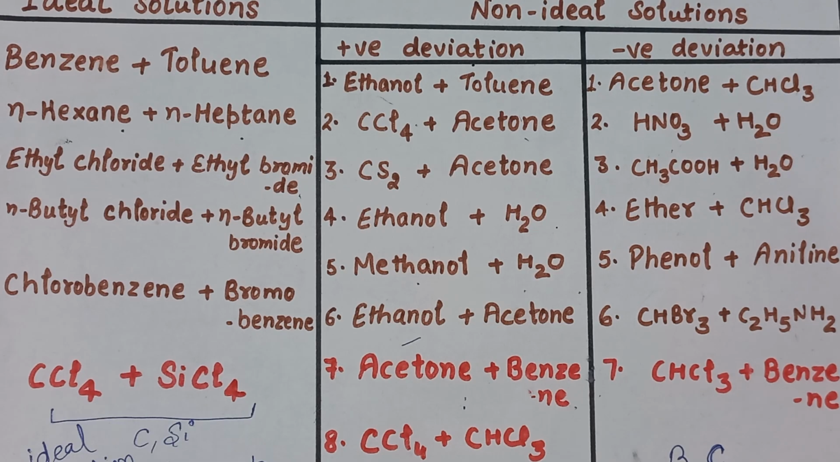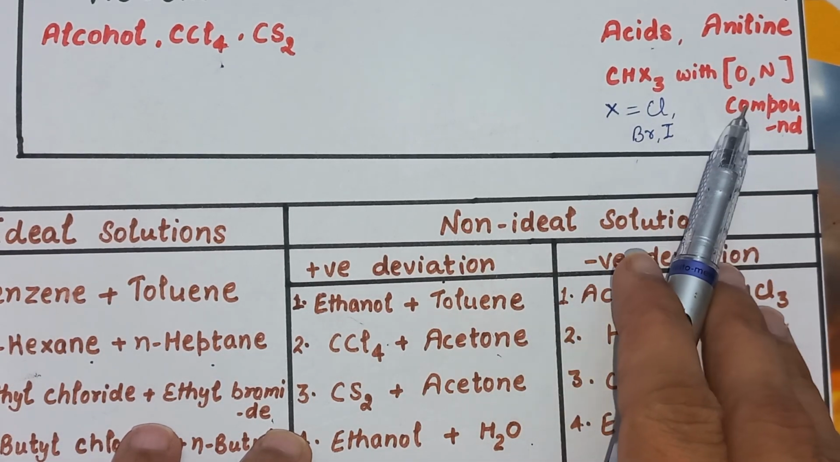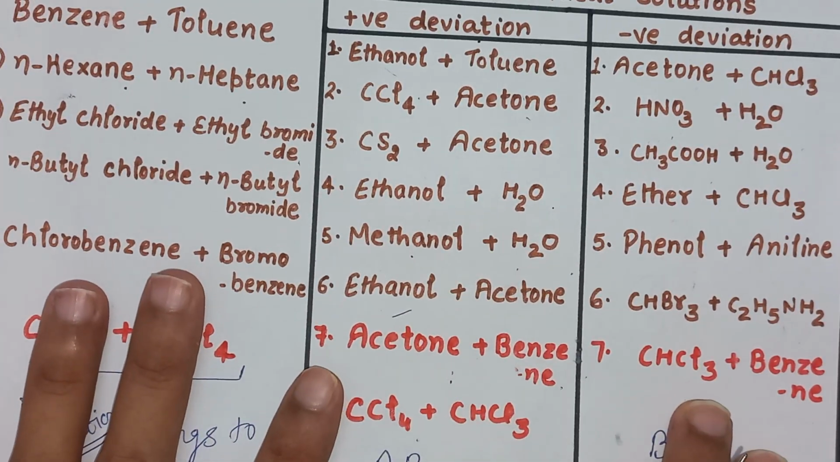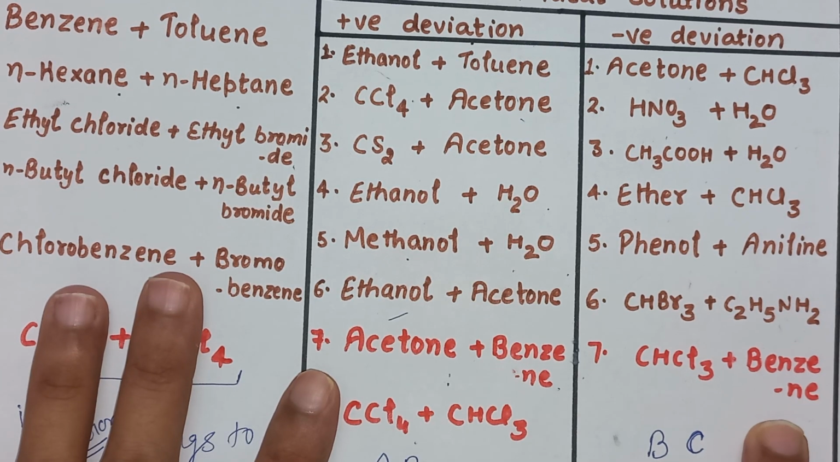In this case also we have an exception, that is the chloroform plus benzene, because we have said that the chloroform, bromoform or iodoform may come in combination with a compound that contain the oxygen and nitrogen atom, but the benzene does not contain any oxygen or nitrogen, so this is an exception which we have to learn.